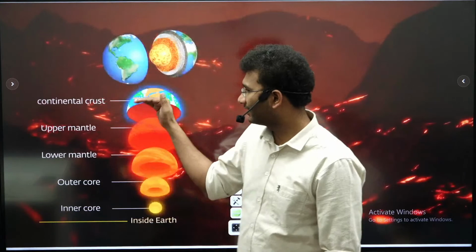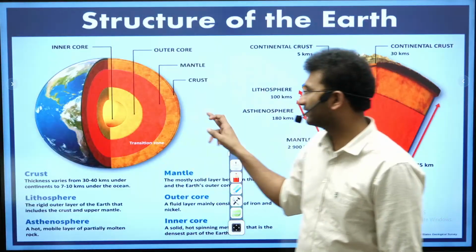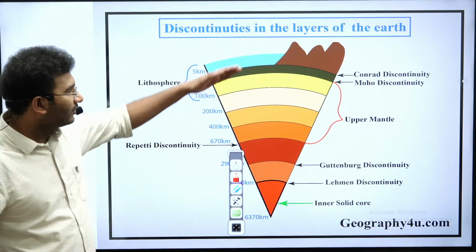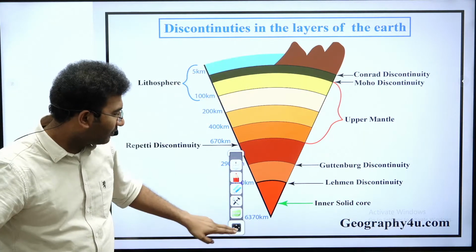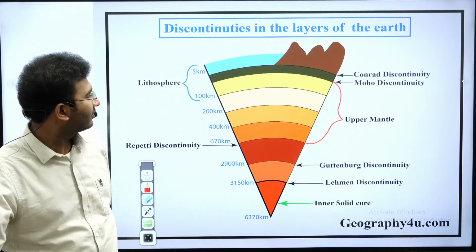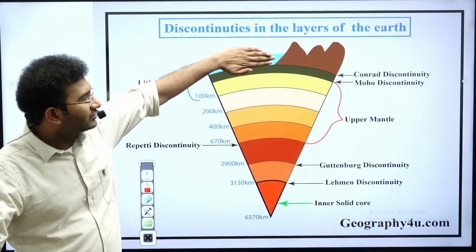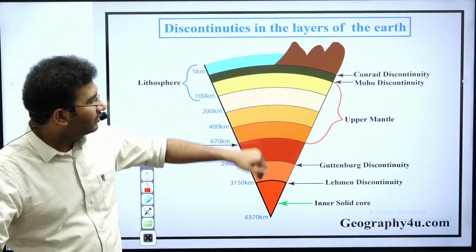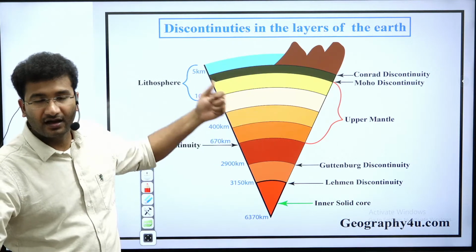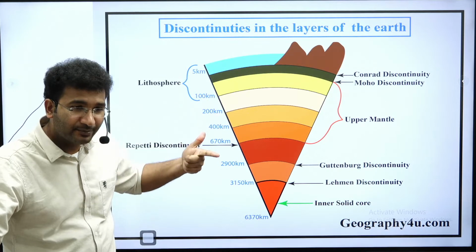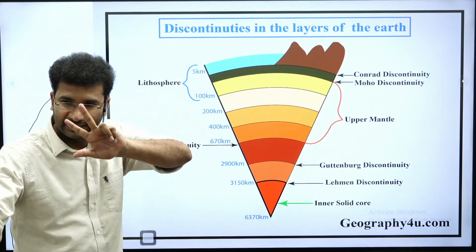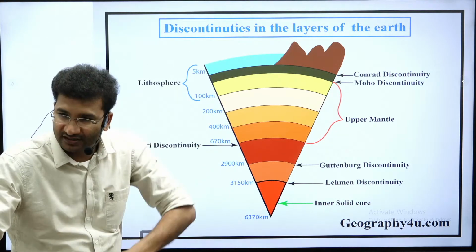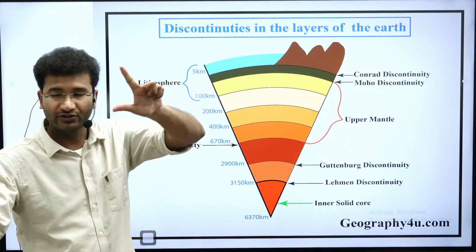Now, in a depth manner, we'll study all of this in the next class, but this is just for your understanding. Now, our earth can be divided into multiple layers, right? The topmost layer is the crust, then you have mantle, then you have core. Within the mantle, upper mantle, intermediate mantle, lower mantle. 3 types. Core, outer core, inner core. Crust, continental crust, oceanic crust.